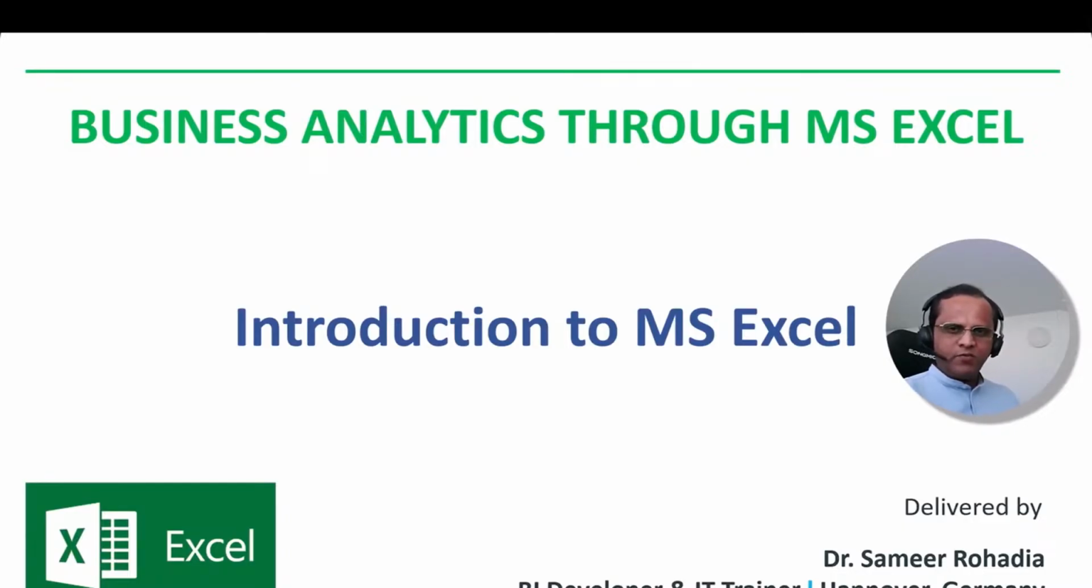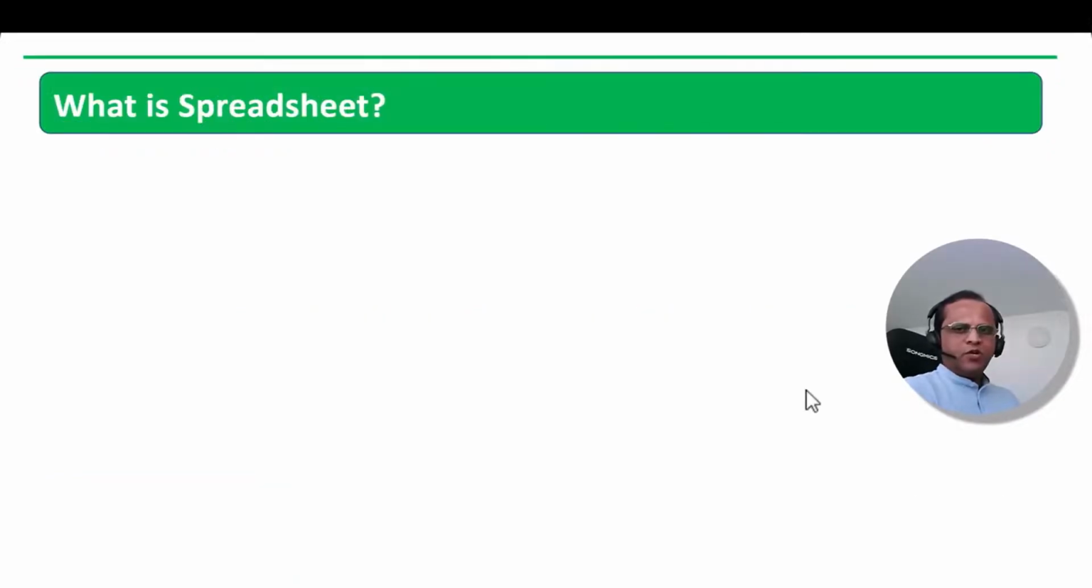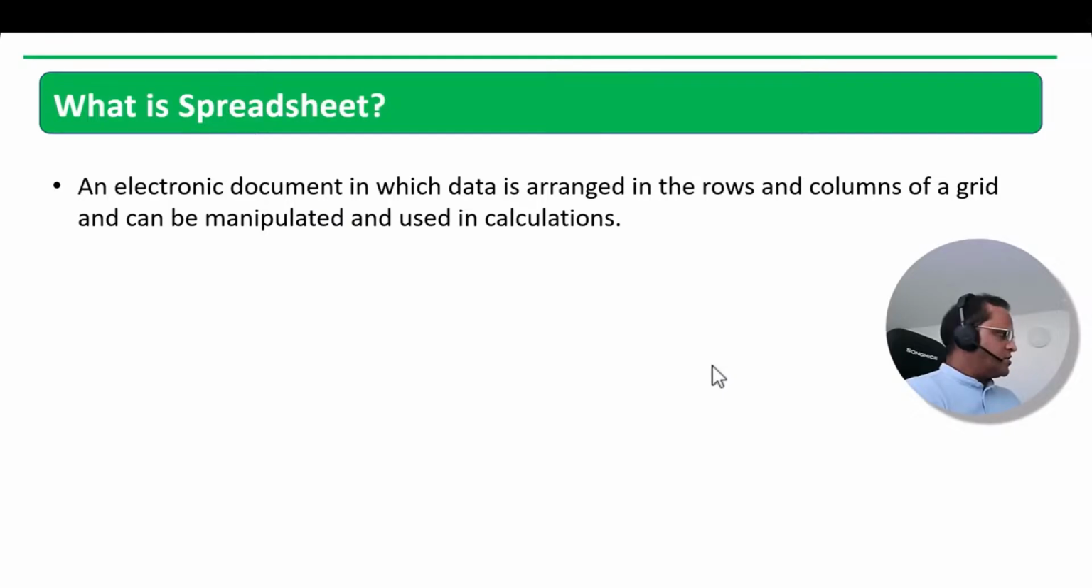So let us go to our presentation. First of all, we'll be talking about what a spreadsheet is, because as you know, Microsoft Excel is also known as a spreadsheet. It is an example of a spreadsheet. So let us see what we mean by a spreadsheet. A spreadsheet is an electronic document in which data is arranged in the rows and columns of a grid and can be manipulated and used in calculations.